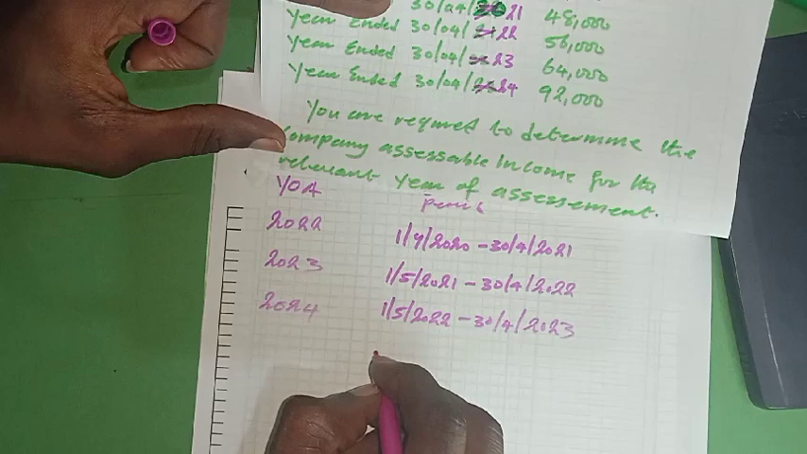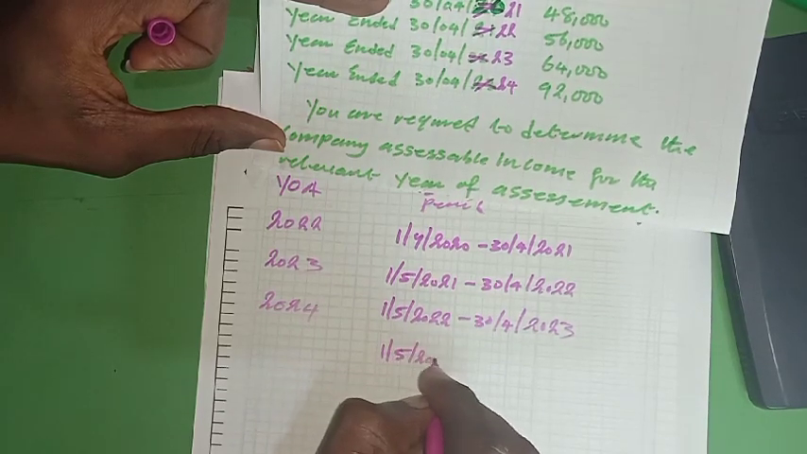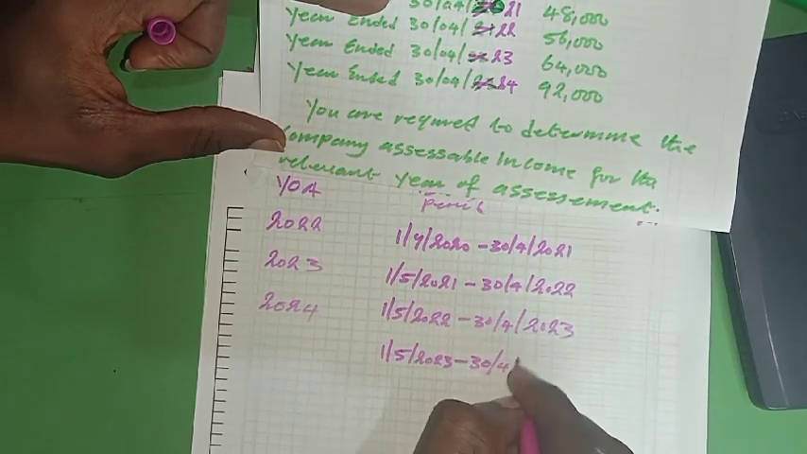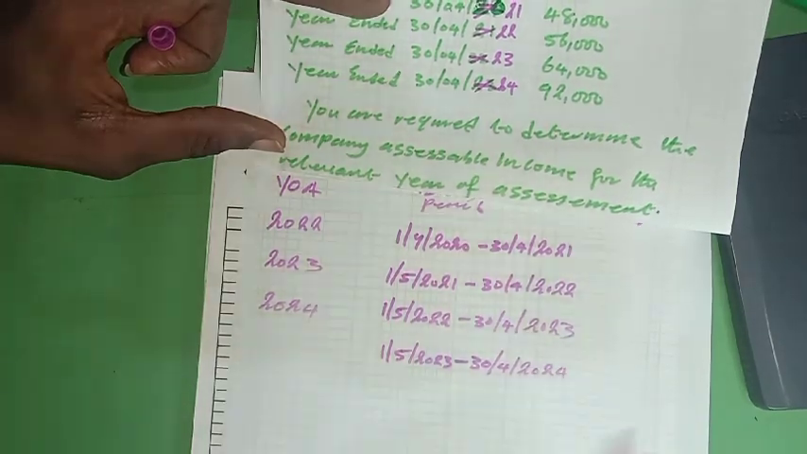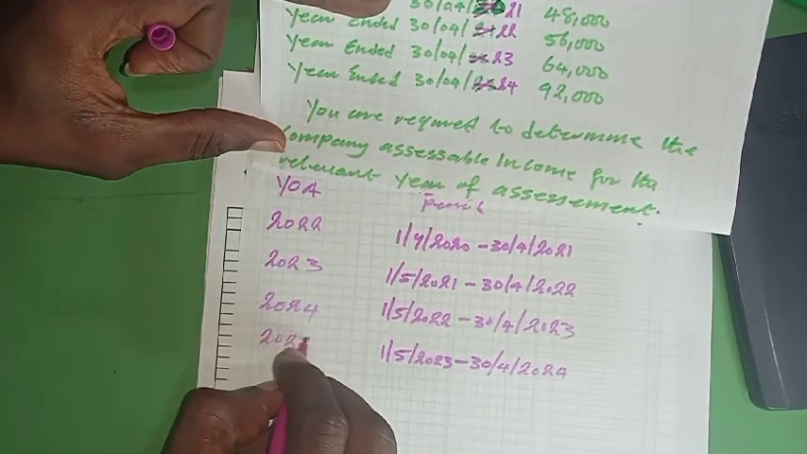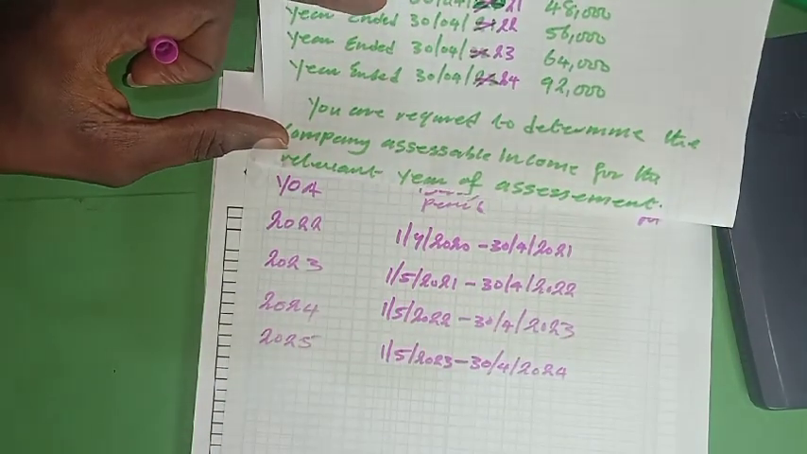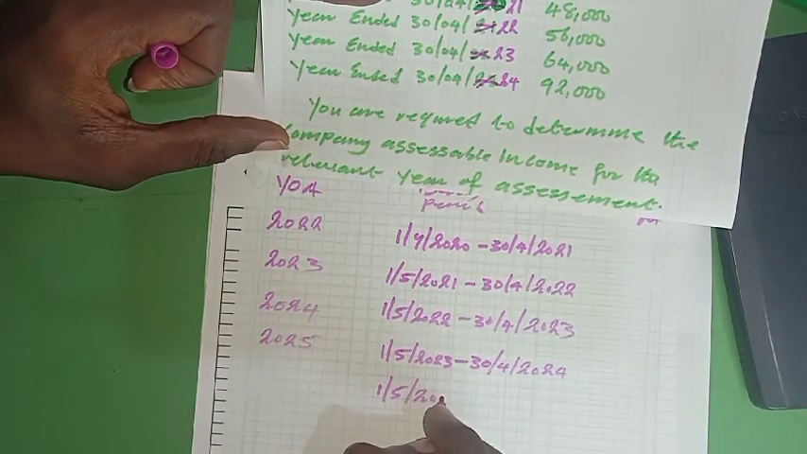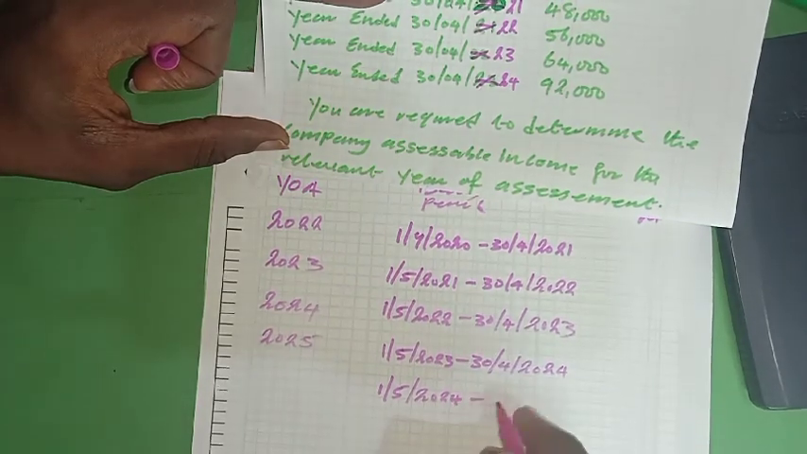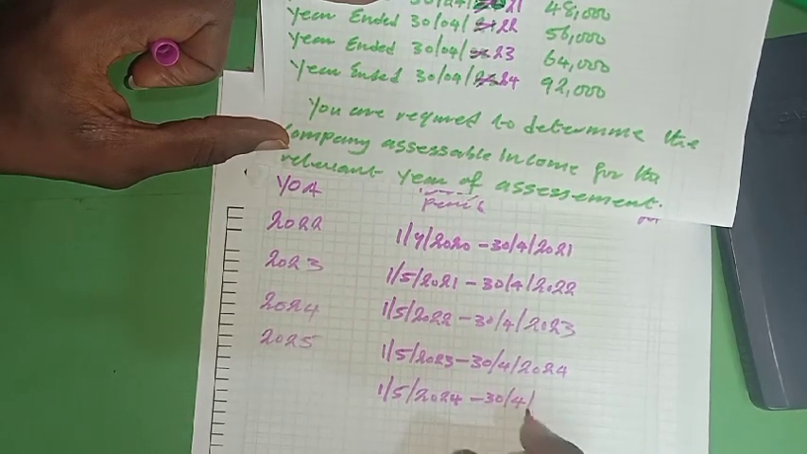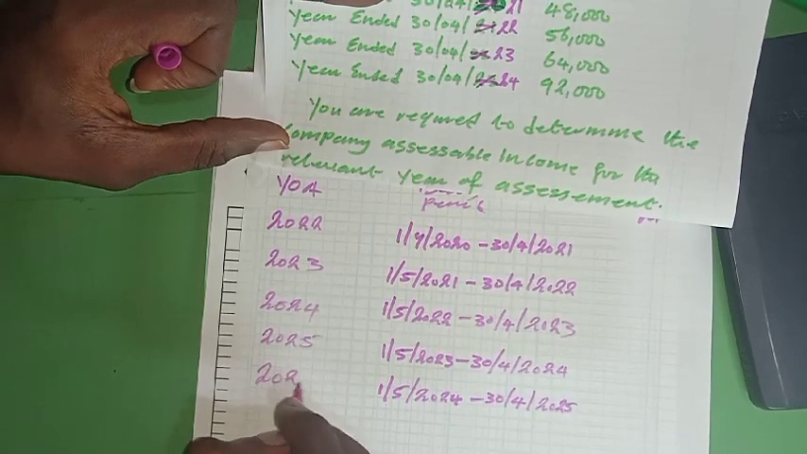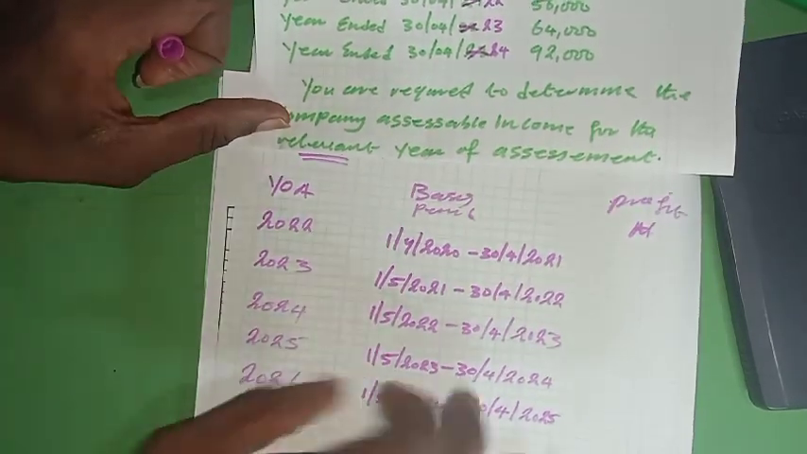Now, the next one is 1st May 2023 to 30th April 2024, which will be assessed in 2025. Are you getting it? The next one will be 1st May 2024 to 30th April 2025, which will be assessed in 2026. Now, I've come up with this without looking at this.